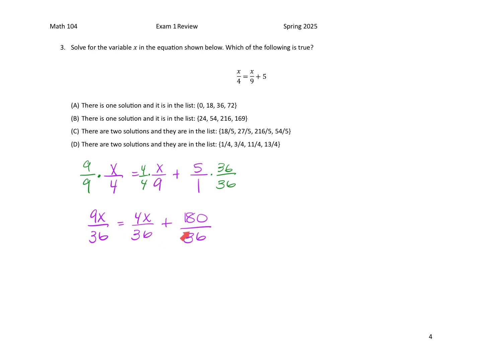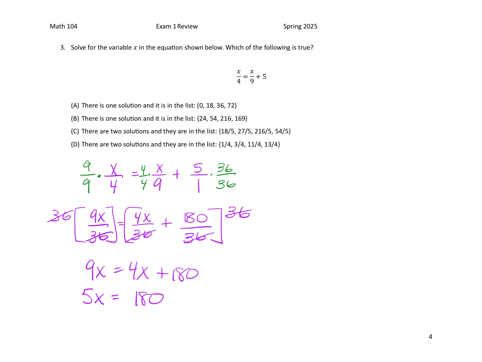Okay, so now all my denominators are 36. So I'm going to multiply both sides of this equation by 36 because that will have the effect of getting rid of all my denominators. So 36's cancel and I have 9x equals 4x plus 180. So 5x equals 180.